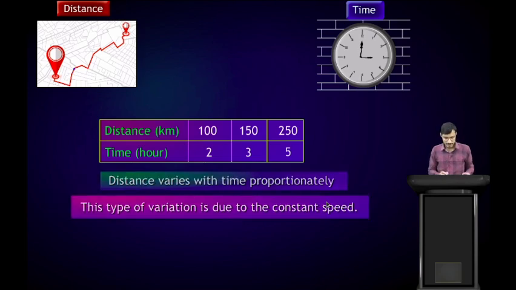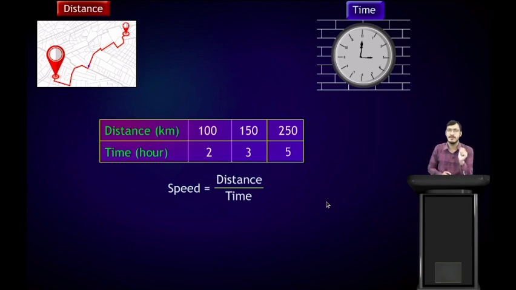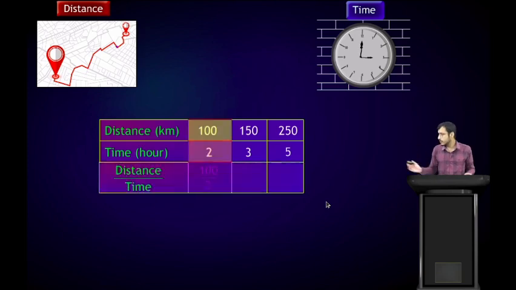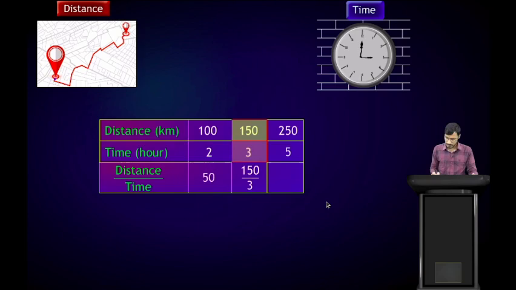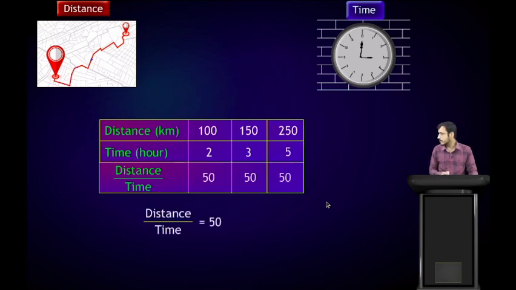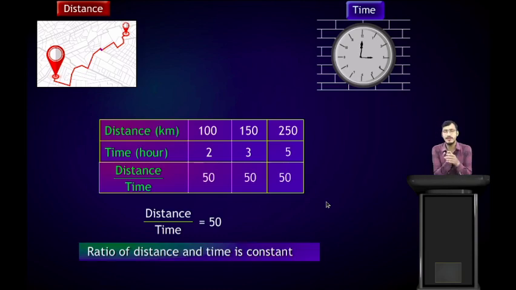The formula of speed is distance upon time. Speed is equal to distance upon time. So distance upon time is 100 by 2, so 50; 150 by 3, that is again 50; 250 by 5, again 50. You can see the speed is constant in this example. So the ratio of distance and time is constant, and that ratio is the speed.